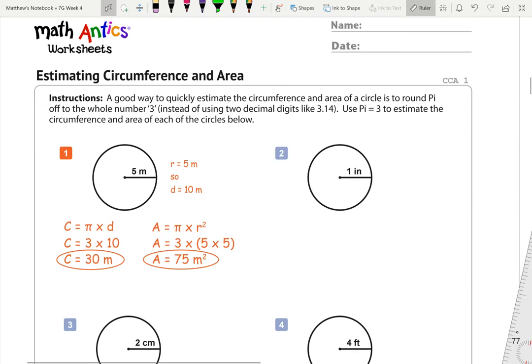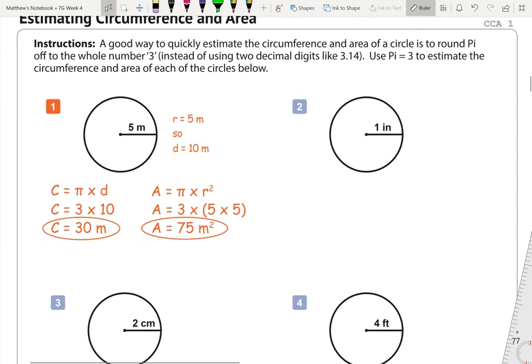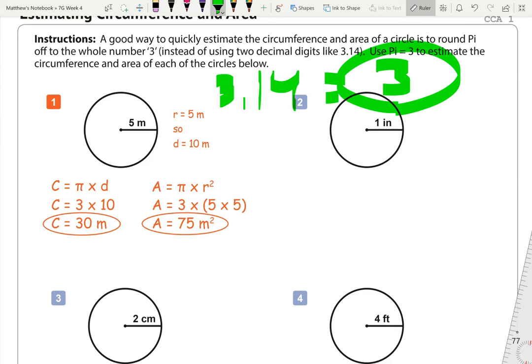And it says in the instructions, a good way to quickly estimate the circumference and area of a circle is to round pi off to the whole number 3. Instead of using 2 decimal digits like 3.14, just use pi equals 3 to estimate the circumference and area of each of the circles below. All right, perfect. So instead of dealing with those pesky decimals, we can just round 3.14 to 3. So we're going to be using 3 here to multiply the diameter by.